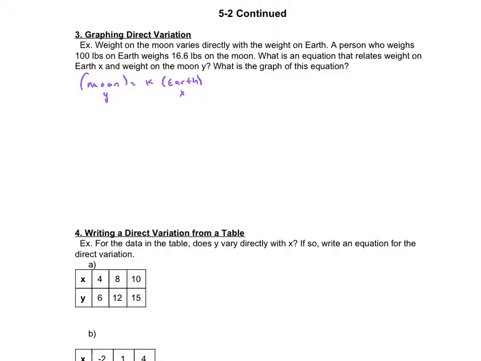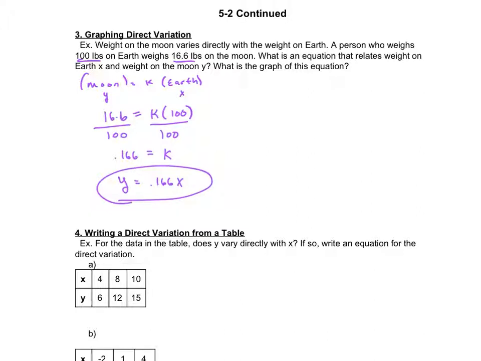Okay, well, let's just do these substitutions here. The Earth weight is going to be 100. So we're going to have y equals k times 100, and then the moon weight is going to be equal to 16.6. And now let's just solve for that constant of variation. Divide both sides by 100, and my constant of variation is going to be equal to 0.166. And then my equation, which relates those two weights, will be y equals 0.166x. There's my equation. And it says, what is the graph of this equation?